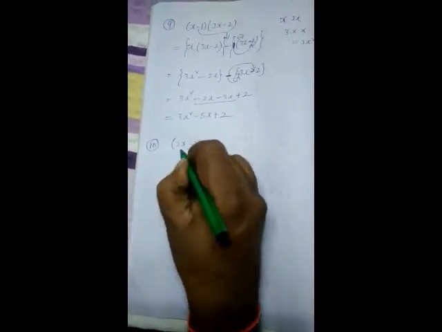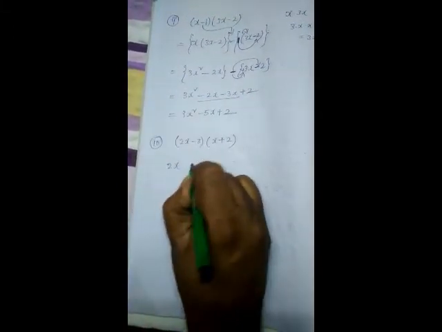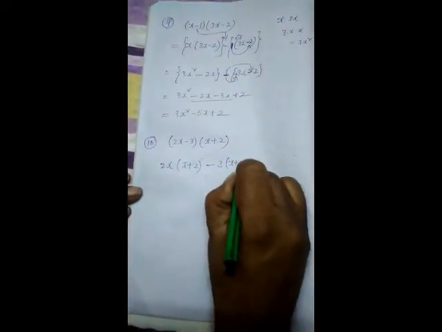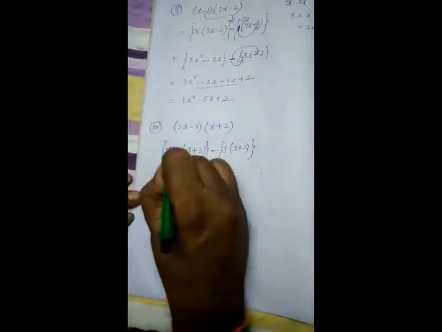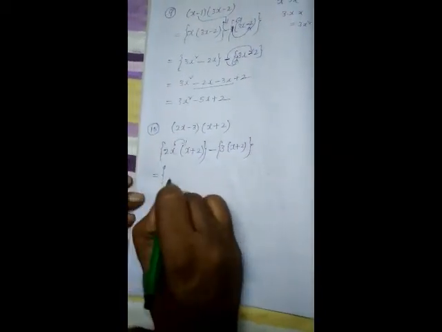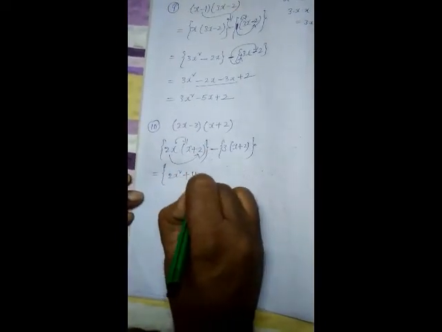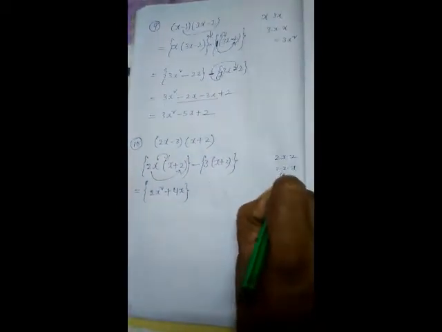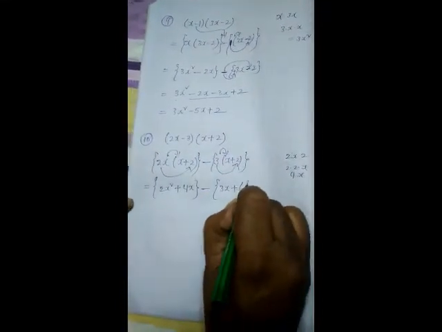2x minus 3 into x plus 2. 2x of x plus 2 minus 3 of x plus 2, curly bracket, is equal to 2x into x is equal to 2x square plus 2x into 2 is equal to 4x. 2 into 2 into x, 4 into x, that's what 4x, minus 3 into x is equal to 3x, plus 3 into 2 is equal to 6.